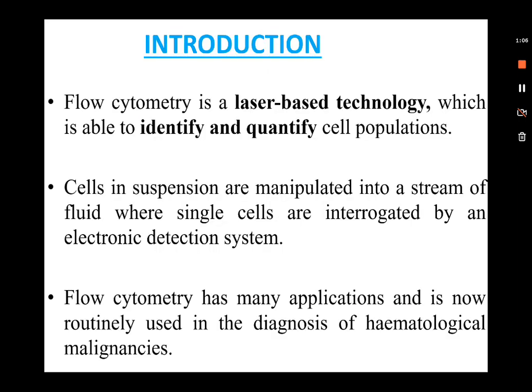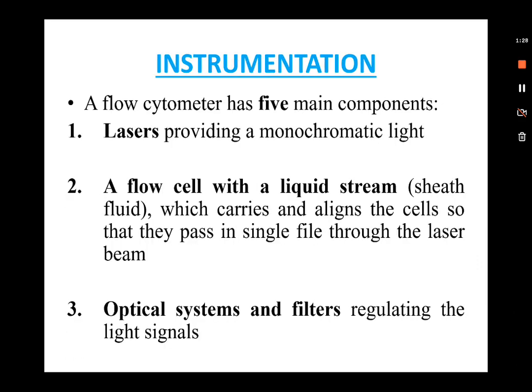Flow cytometry is a laser based technology which is able to identify and quantify cell populations. Cells in suspension are manipulated into a stream of fluid where single cells are interrogated by an electronic detection system that we'll see. It has many applications and is now routinely used in the diagnosis of hematological malignancies. So it has 5 main components.